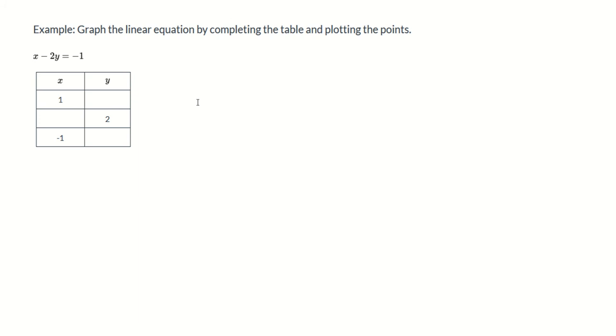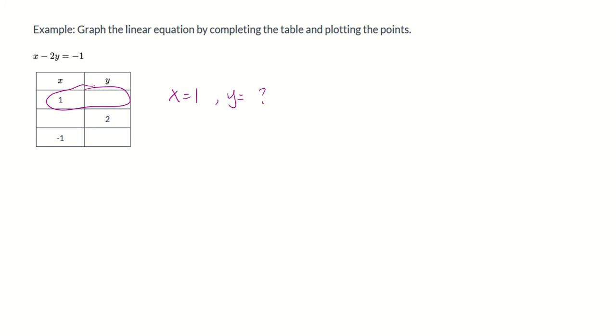The table has two columns. One is the column of x values. The other is called the column of y values. And each row will give us an ordered pair. For the first row, x is equal to 1, and we're looking for the y value.